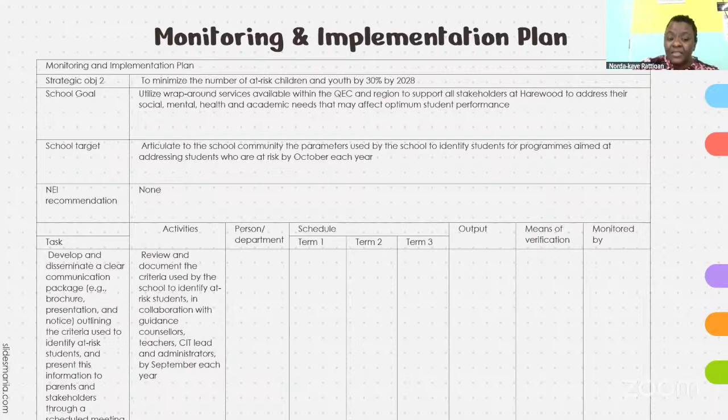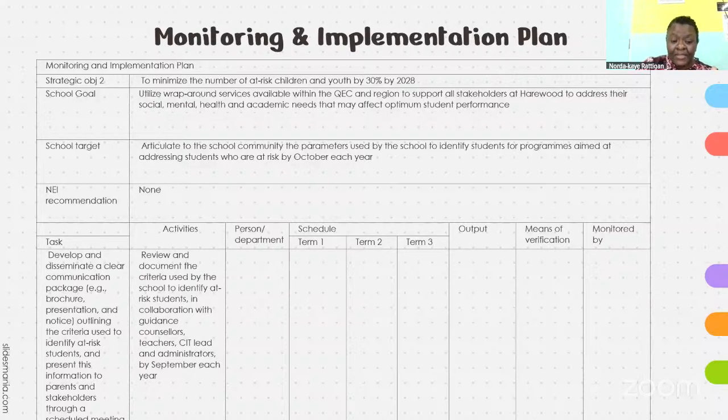Now, the activities in your monitor and implementation plan must match back how you're going to complete the task. One of my first activities is to review and document the criteria used by the school. So as I said before, what are the parameters that you're going to use within your school to say who are these people who are at risk in your environment?